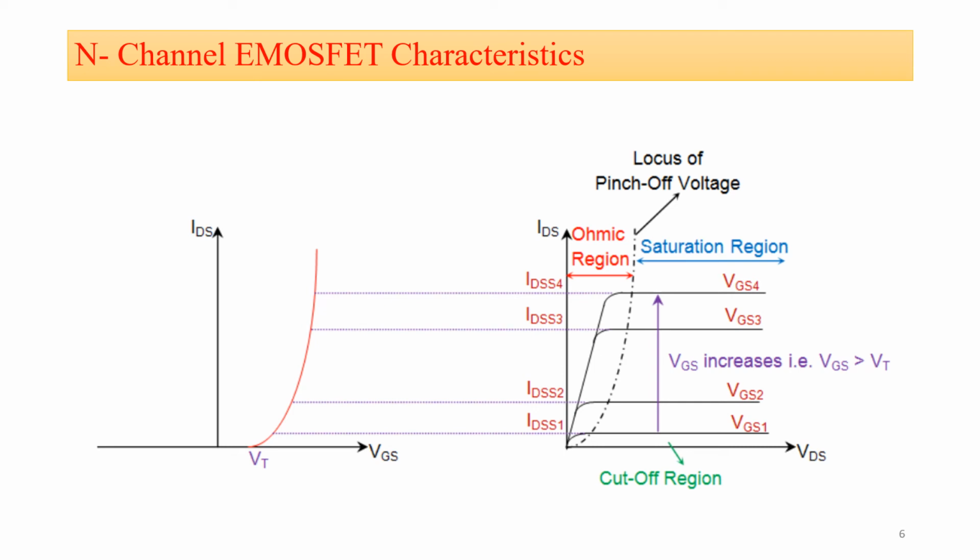Now in this region, the drain current, that is ID, varies with the variation of the drain to source voltage, and it doesn't depend on the value of your VGS. That's why the MOSFET is said to be operating as a voltage variable resistance, that is VVR, in ohmic region, and it is equivalent to a closed switch in this region.